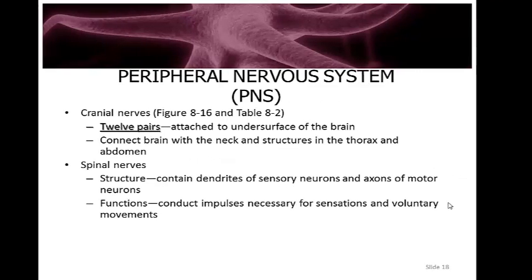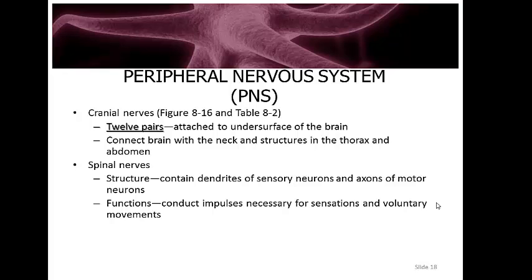Going on to the second division, the peripheral nervous system, or PNS, this is going to encompass our cranial nerves of the brain and our spinal nerves. We have 12 pairs of cranial nerves, and when we say 12 pairs, that should be a total of 24. They connect the brain with the neck and structures in the thorax and, of course, the abdomen. Our spinal nerves contain dendrites of sensory neurons and axons of motor neurons. The purpose of the spinal nerves is to conduct impulses that are necessary for sensations and voluntary movements, in other words, movements that we can control.